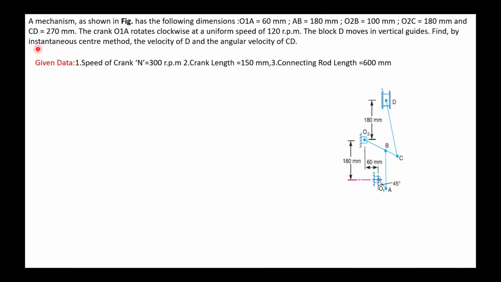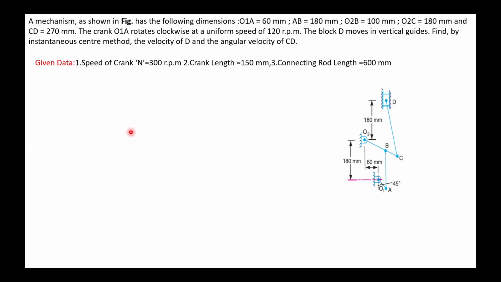Find, by the instantaneous center method, the velocity of D and the angular velocity of CD. That is what you have to find for this given space diagram. The very first step is to calculate the velocity of crank O1A.